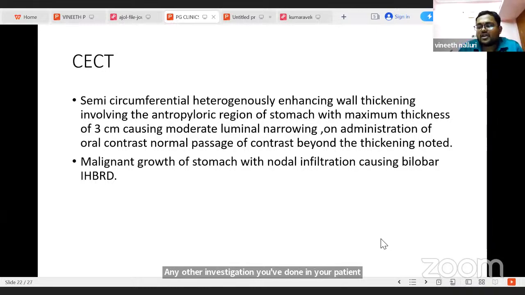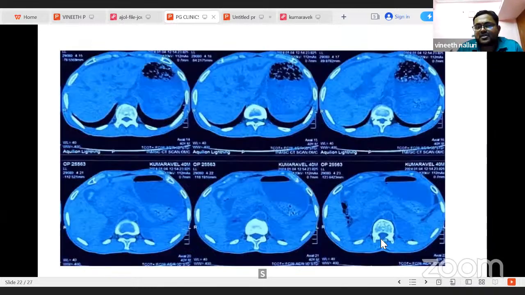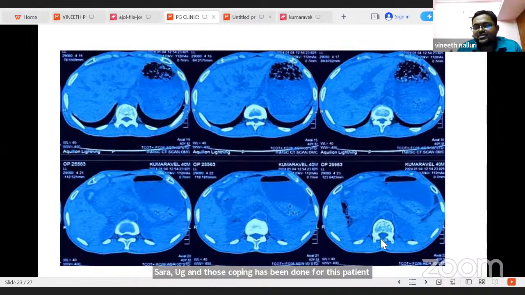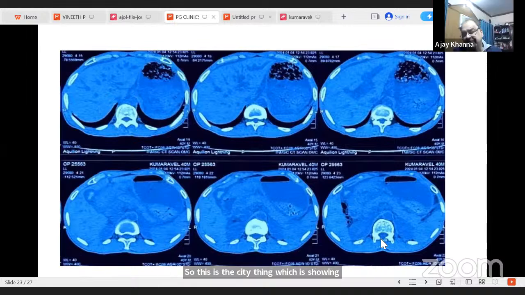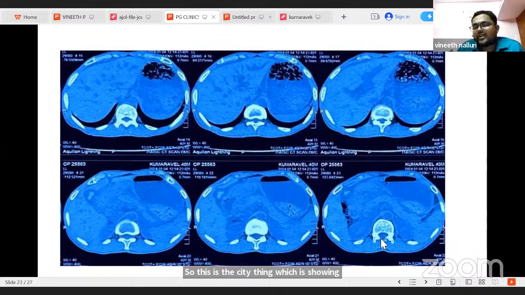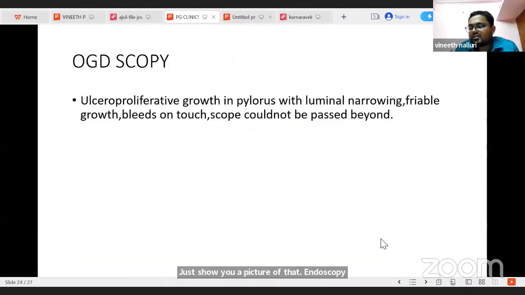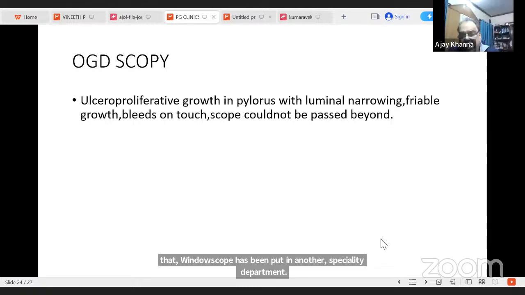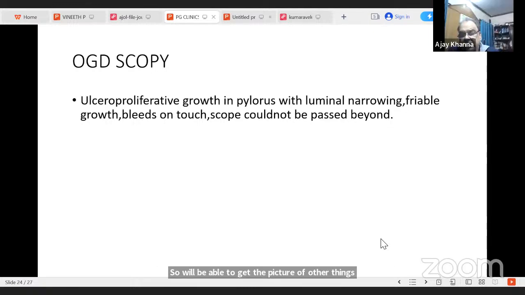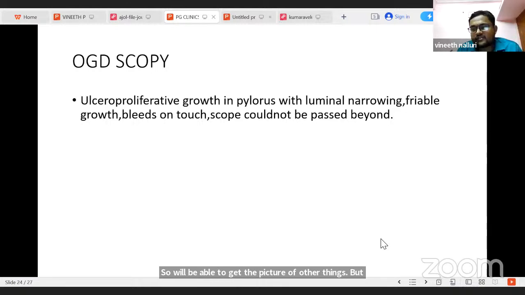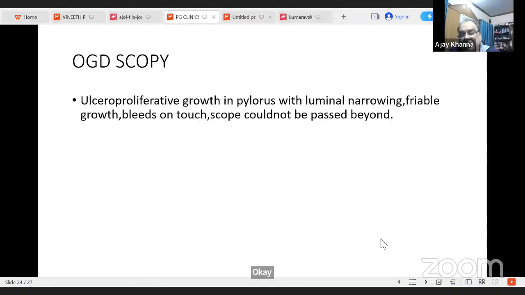Sir, upper GI endoscopy has been done for this patient, and this is the CT which is showing. Just show the picture of that endoscopy. Sir, we don't have the endoscopy picture, sir. The endoscopy was done in another specialty department. And the biopsy was done, sir. Biopsy report is awaited, sir. Okay.